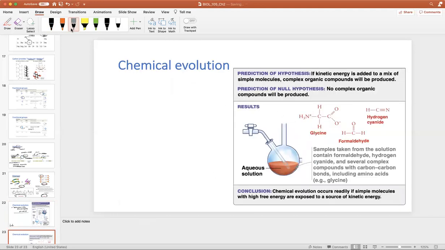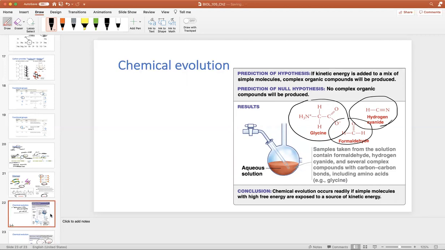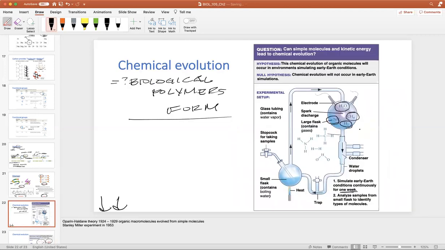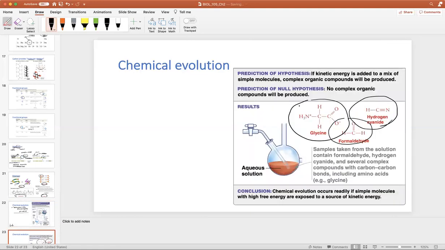And guess what? The answer is yes. Some of the things that they found were glycine, which is an amino acid, formaldehyde, and hydrogen cyanide. So the idea is that for the conditions of early Earth, all that we needed was a high energy input and some very simple molecules, and we see the beginnings of some organic polymers being formed. This is our theory of chemical evolution, and it's the beginning of how we think we got to where we are with cells and the cell theory.